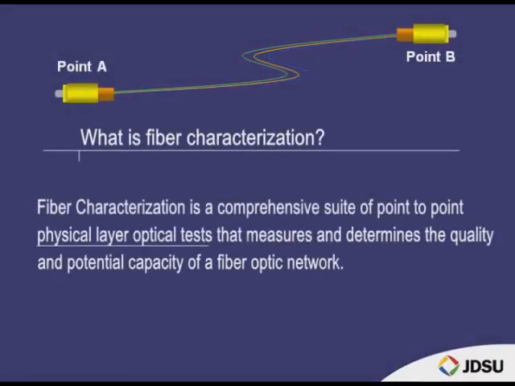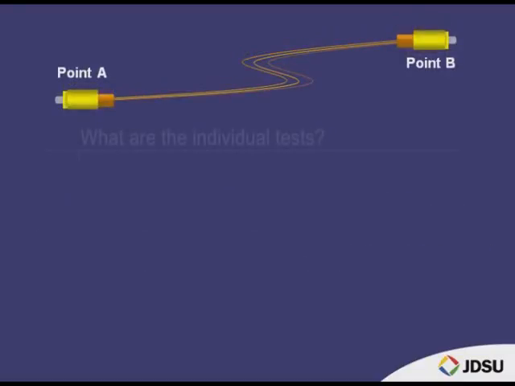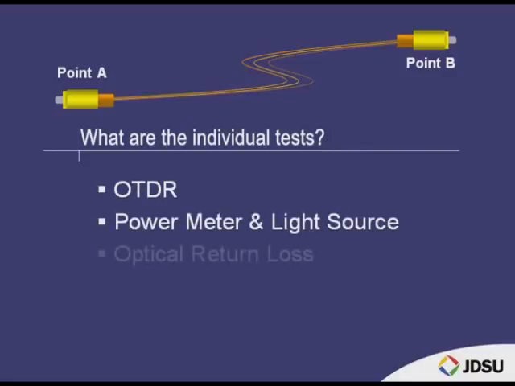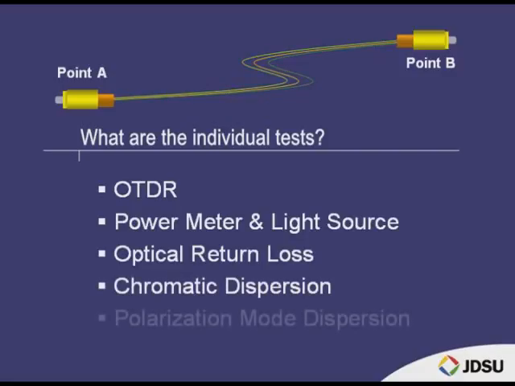Fiber characterization is a comprehensive suite of point-to-point physical layer optical tests that measures and determines the quality and potential capacity of a fiber optic network. The suite of fiber characterization tests includes OTDR, power meter and light source, optical return loss, chromatic dispersion, and polarization mode dispersion.